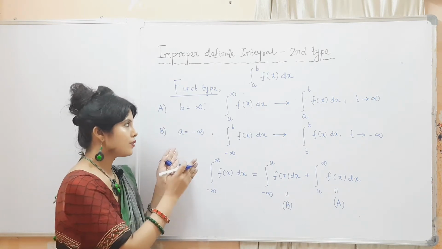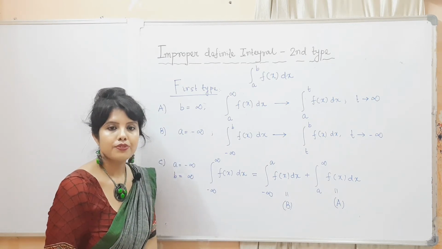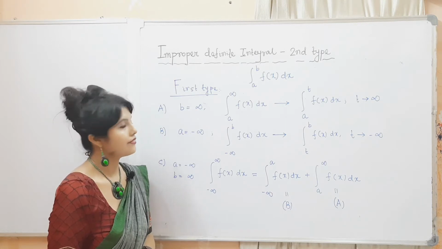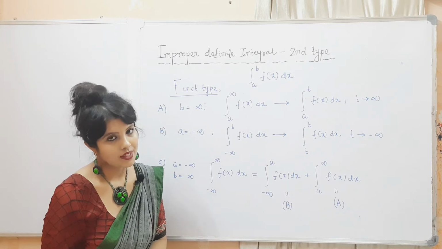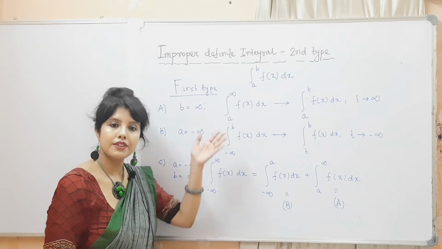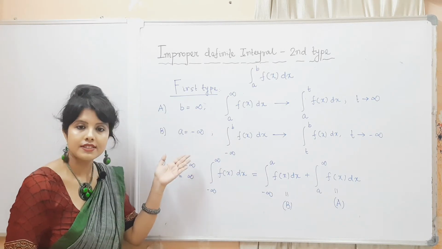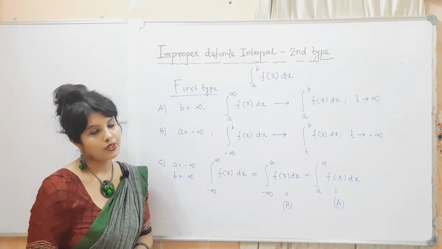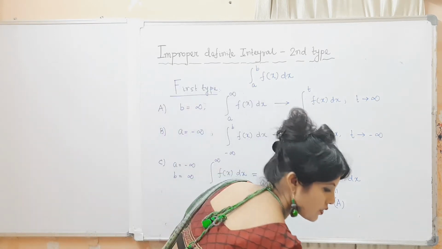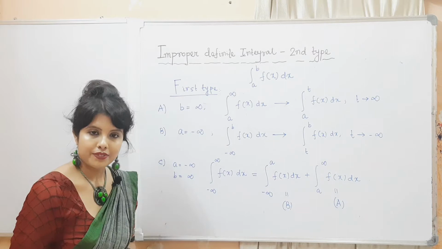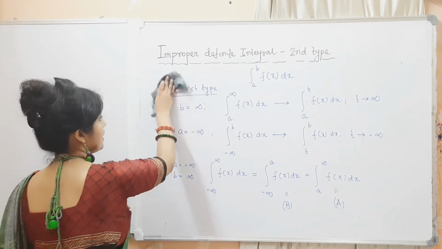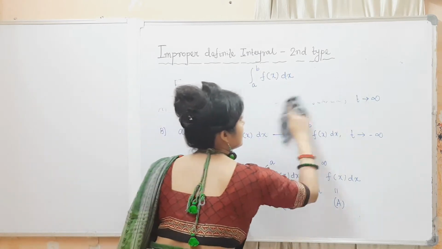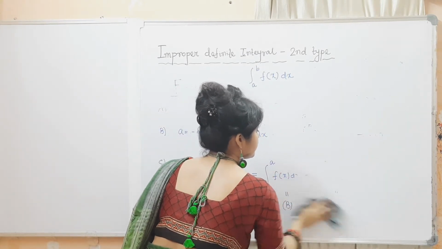So that was the first type of improper definite integral, which I have already discussed in my previous video, and I have solved different kinds of problems of these three sections. So you can check them. Now today my point of discussion is improper definite integral of second type. So I am removing these three sections.